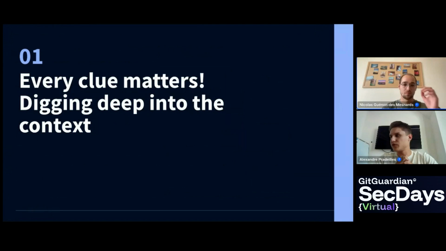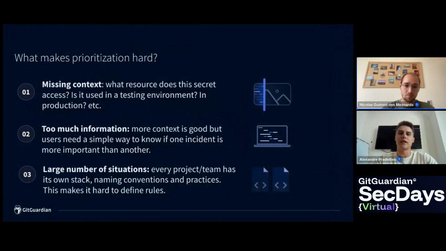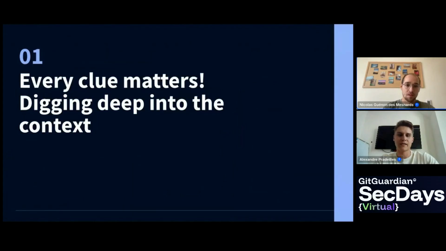So the idea of the presentation is to focus on how we are using machine learning at GitHub to resolve all these issues. And the first one will be about the missing context, how we deal with this context, how we find more context at GitHub to help us prioritize the secrets.